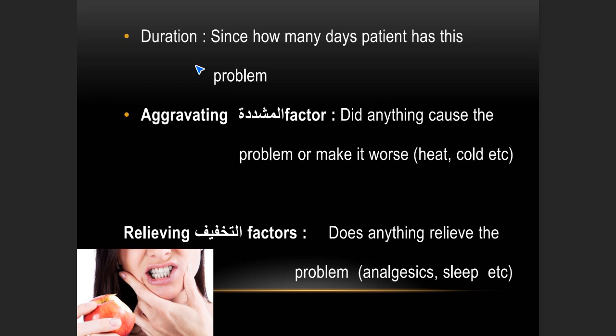As I told you about the duration, one more thing. Since how many days does the patient have this problem? So remember, when we talk about duration, there are two main types of duration. Number one is since how many days he is having this problem, and the next duration is for how long he has this problem.